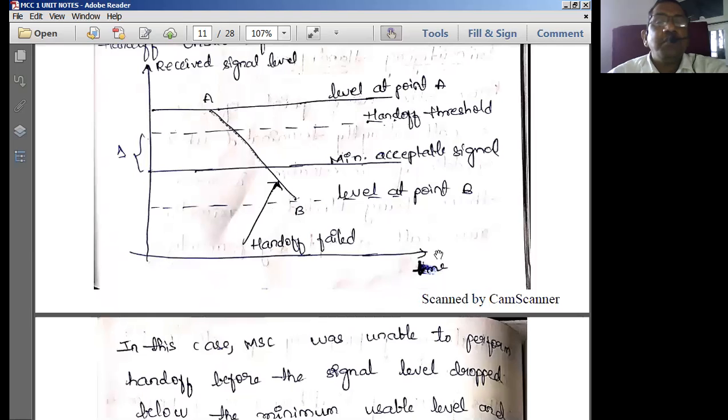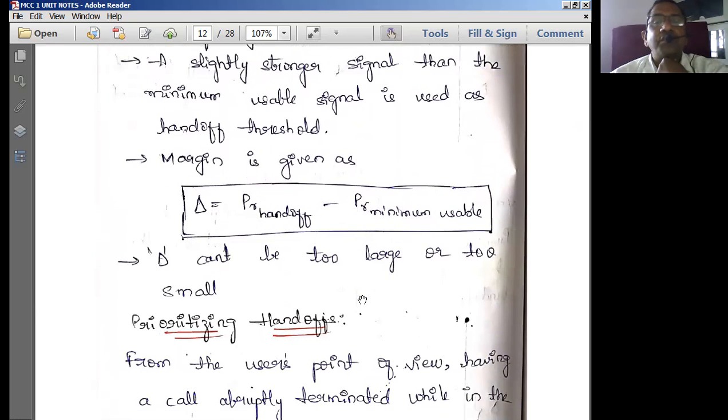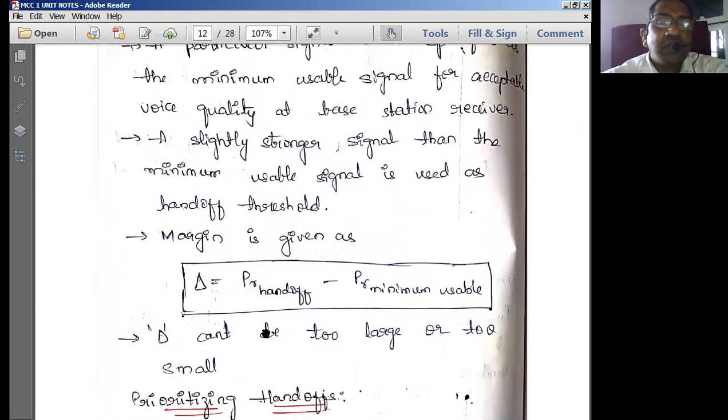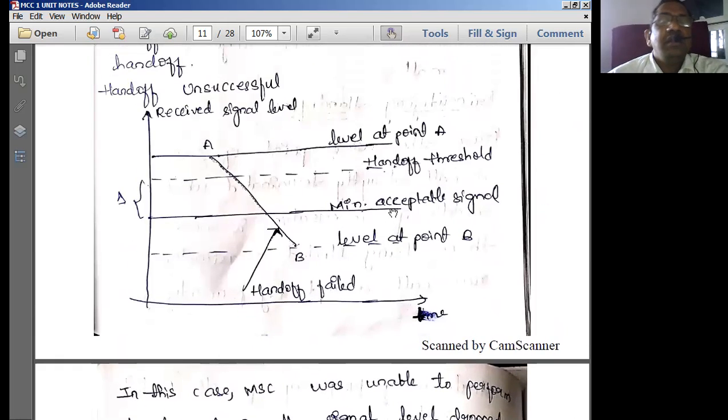What is the minimum handoff margin? This delta, that means the handoff threshold value minus the minimum acceptable signal level. This delta is known as the minimum handoff margin value. You have to compulsorily maintain this minimum handoff margin in order to provide a continuous call. So this is nothing but the received power for the handoff minus the minimum usable received power for the handoff. If the difference is delta, and delta is maintained in this particular region, then we can say that it is an appropriate handoff process.